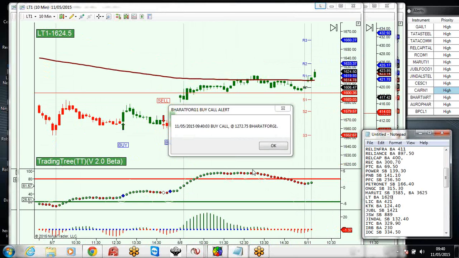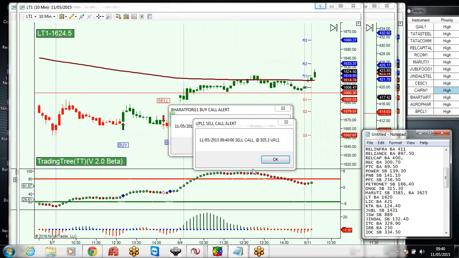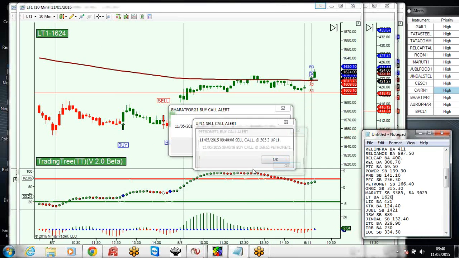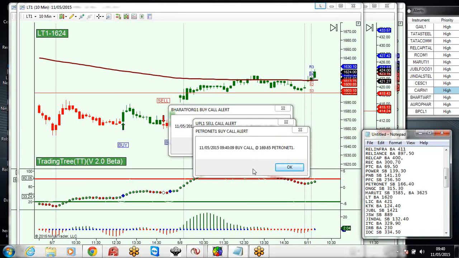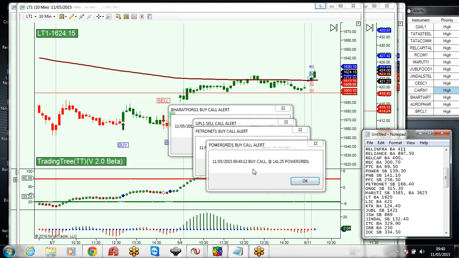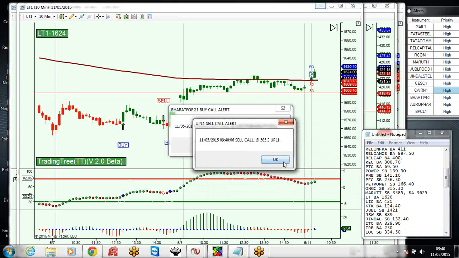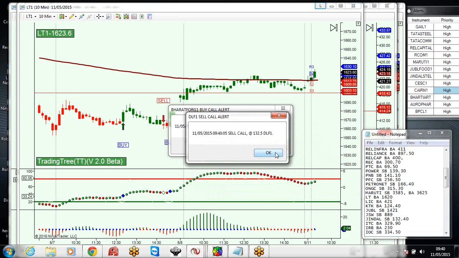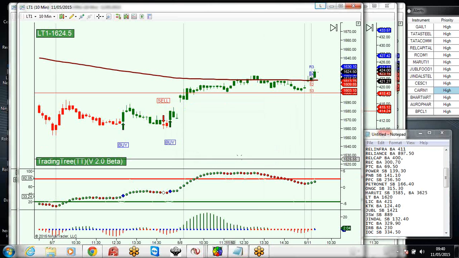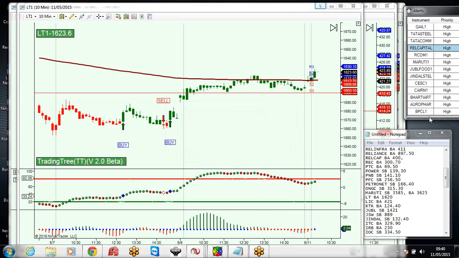There is a buy call in Barrett 1. There is a sell call in LF1. There is a buy call in Petronet 1. There is a buy call in Tire Grid 1. So we have these four buy calls. Power Grid is a buy. There is a buy call in NR Power 1. R Power is a buy. Apollo, Petronet, UPL, DLF, and Bharat Forge. So all these calls that get generated, you can see that it will be listed here.